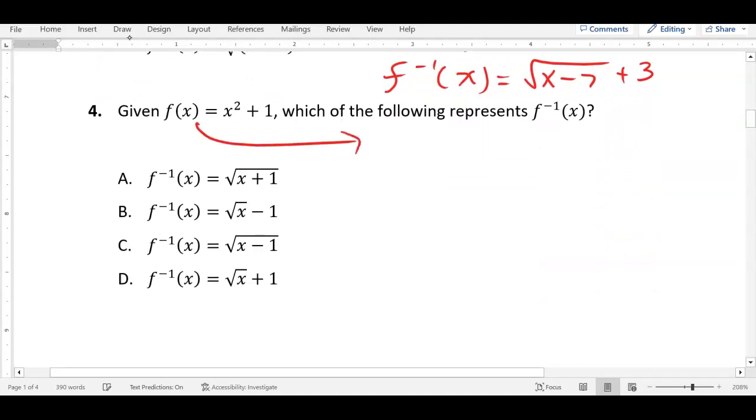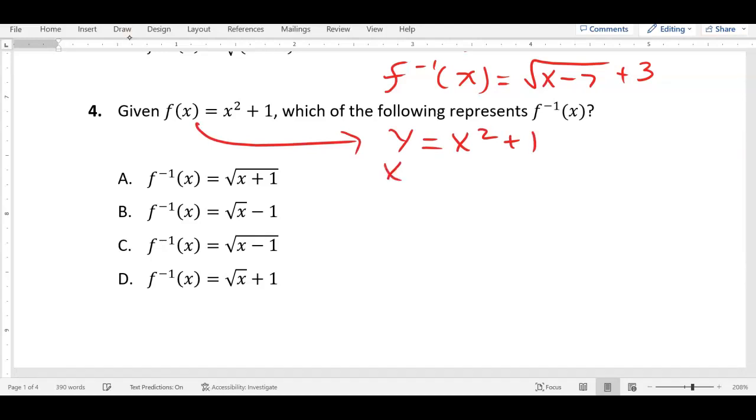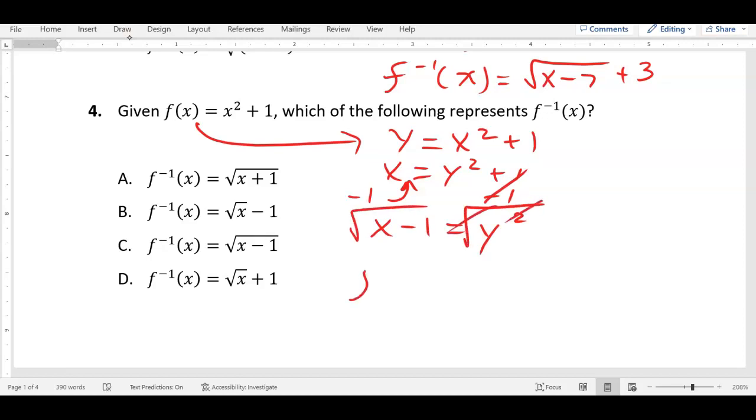Same thing here. Y equals x squared plus 1. Switch x and y. Get rid of the loner after the x. And then to get rid of squared, we do square root. Cancel that out. Write it as an inverse, and we get square root of x minus 1, all underneath the square root sign. So that's C.